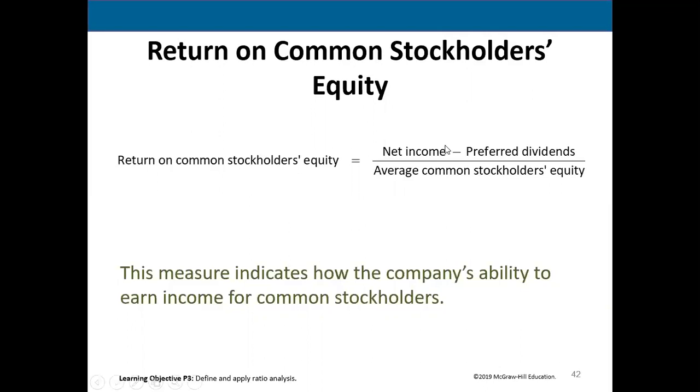So how do we calculate it? Well, net income, remember, is the return or the money made for all shareholders. Subtract out the part that's already been promised to preferred shareholders, preferred dividends. So we're only isolating in our numerator the part of net income that was made, the profit that was made for the common stockholders.